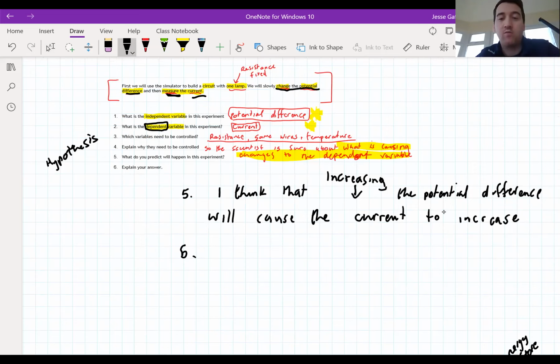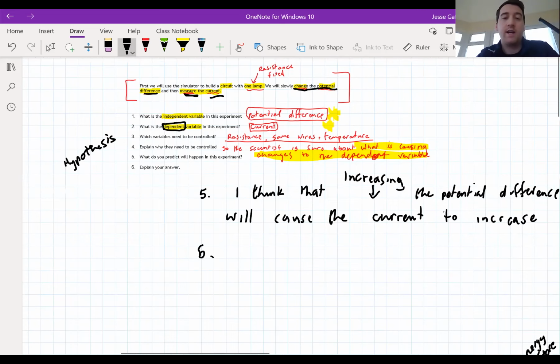Okay, so pause the video and write an explanation for your answer. Okay, so there you might have said something like, I've already seen that adding more batteries in the simulation caused the bulb to get brighter or caused the electrons to move quicker, something like that. Okay, I'm not going to tell you exactly what way you should have worded that, because hopefully you have your own reason for writing that answer.